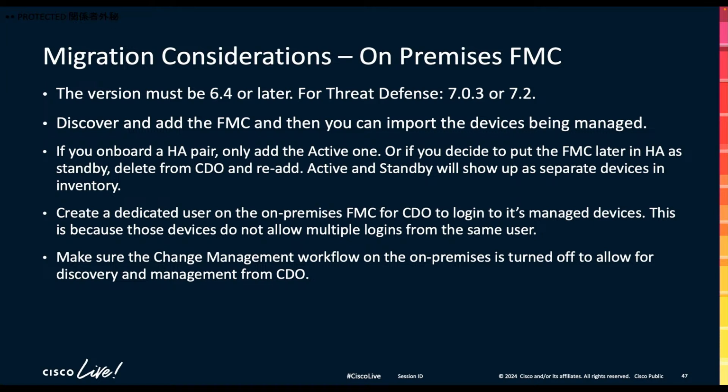Now, if you're doing on-premises FMC, this is the easiest migration. The FMC connects to CDO over port 443. CDO learns all devices that it's managing, learns all the objects, learns all the config, and all the devices start showing up in the inventory dashboard. But the few things are essentially the version, right, that you need to watch out for, and making sure that you create a separate account on the on-premises FMC for CDO. Don't use the same admin account. Create a new super admin account.